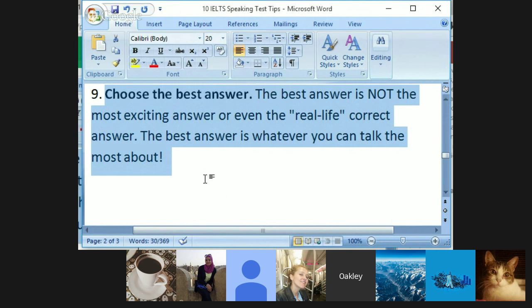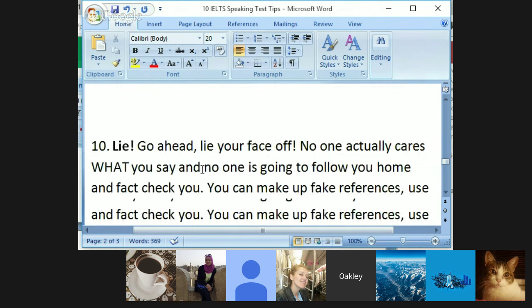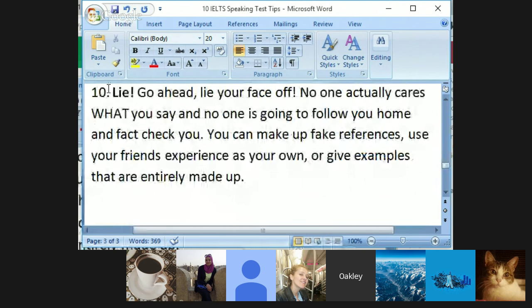Salwa, number nine. Choose the best answer. The best answer is not the most exciting answer or even the real life correct answer. The best answer is whatever you can talk the most about. That's right. You may give opinions that you actually don't even agree with, and that is perfectly normal and okay. In fact, that leaves us with number ten, Rebecca.